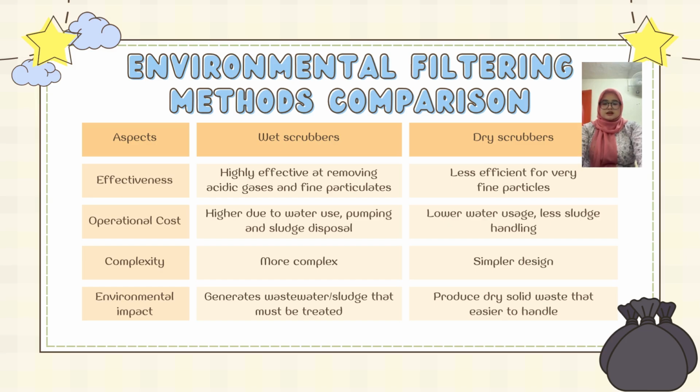Dry scrubbers, in contrast, use much less water and are easier to operate, though they are less effective for very fine particles. In terms of environmental impact, wet scrubbers produce wastewater or sludge that must be treated, while dry scrubbers produce dry solid waste that's easier to handle and dispose of safely.